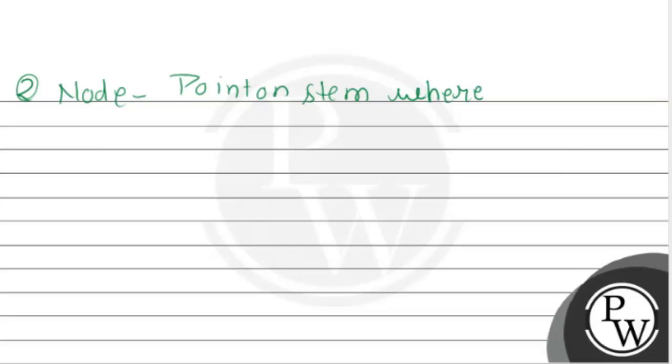Second one is node. So node is a point on the stem where leaf buds are originated. This is a point on stem where buds and leaves are originated.